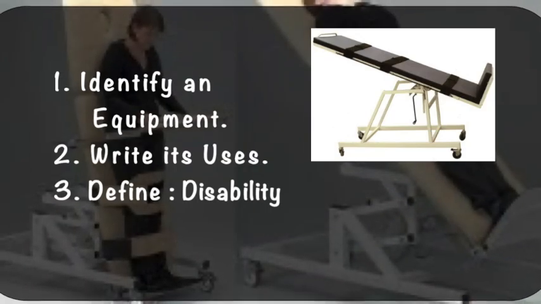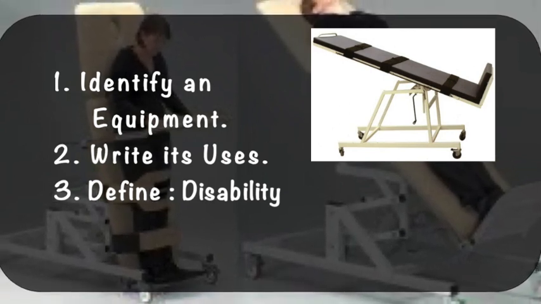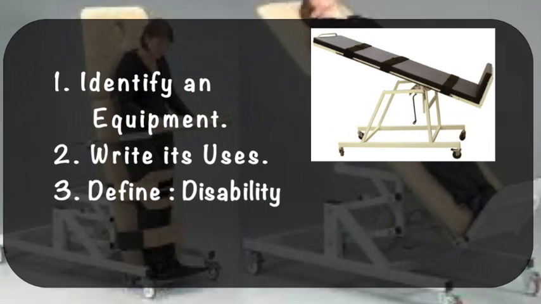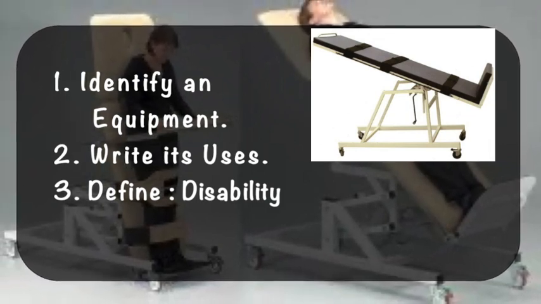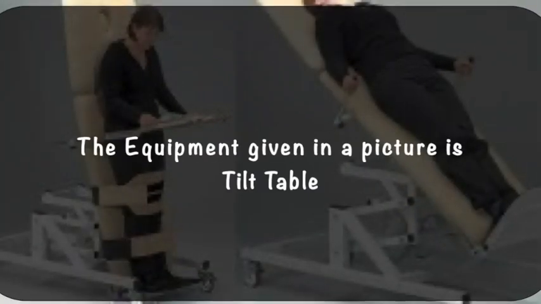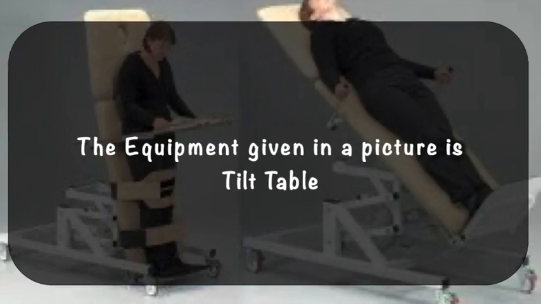The last cue card for today's video is about tilt table. So these are the questions. Identify an equipment, write its uses and define disability. So here is the answer. The equipment given in a picture is tilt table.